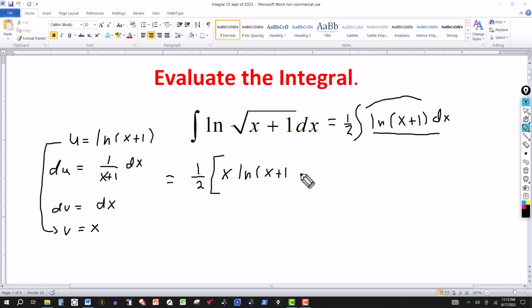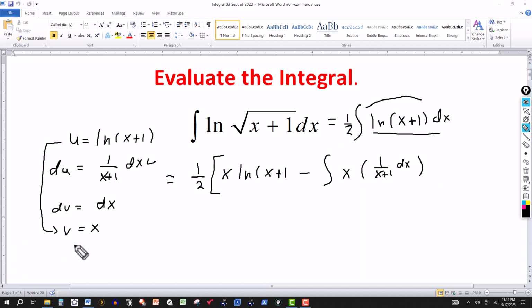And then it has a minus the integral of, and then it's v, which is x, so this will be x here. And then it's multiplied by du. And du is this right here. So I put 1 over x plus 1 dx. And then I just multiply here by x and integrate.